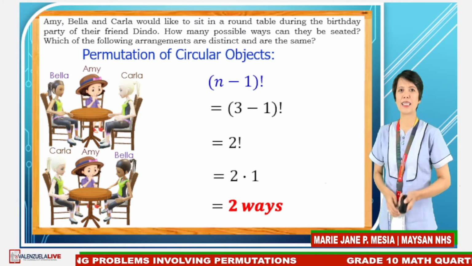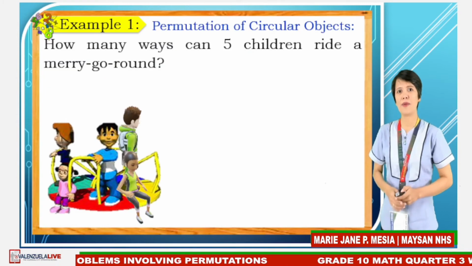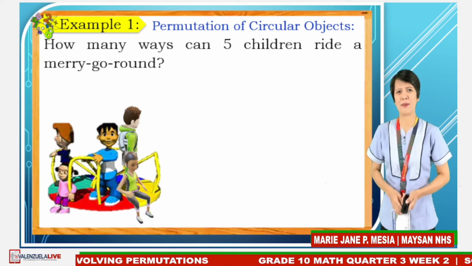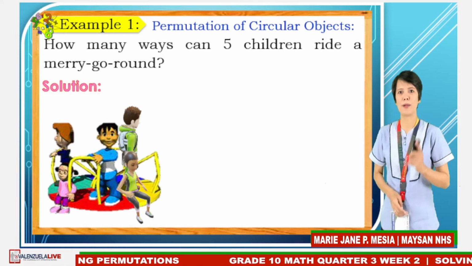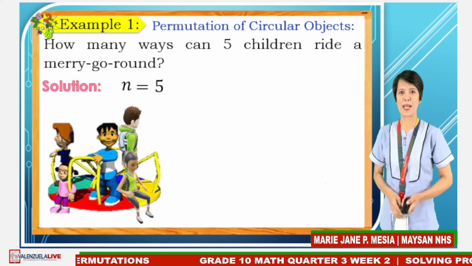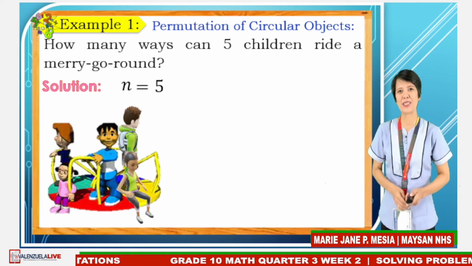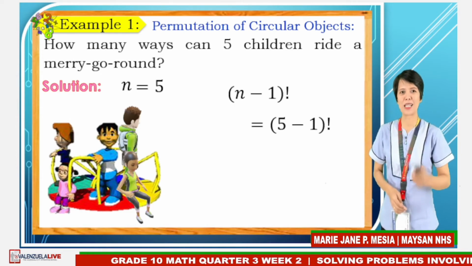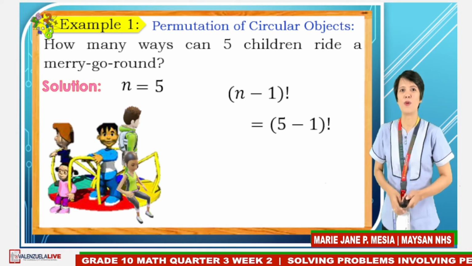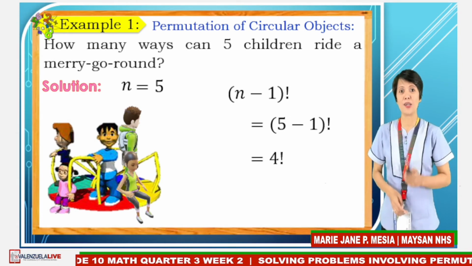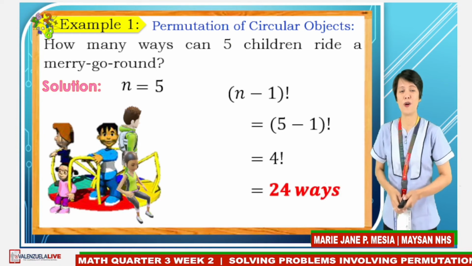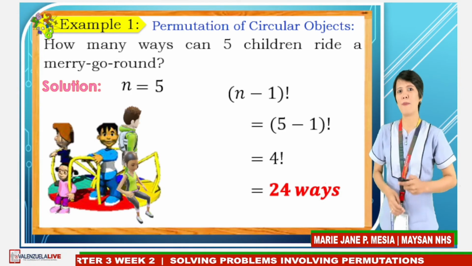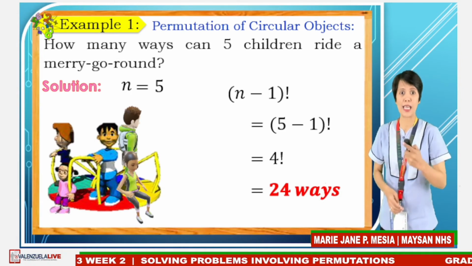Now, let us try example number 1. How many ways can 5 children ride a merry-go-round? What is the value of n? Very good. n is 5. Substitute the value of n to the formula. We have the quantity 5 minus 1 factorial. Simplify. We have 4 factorial. The value of 4 factorial is 24 ways. Therefore, the number of ways the 5 children can ride a merry-go-round is 24 ways.